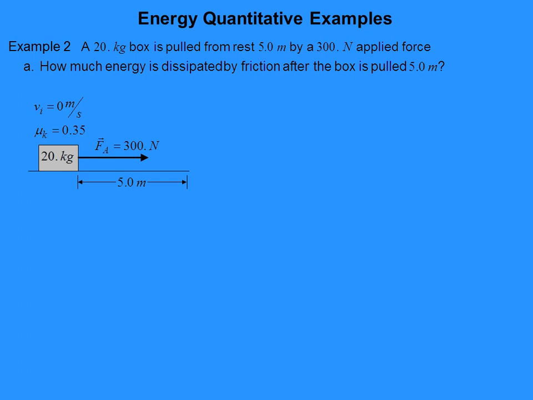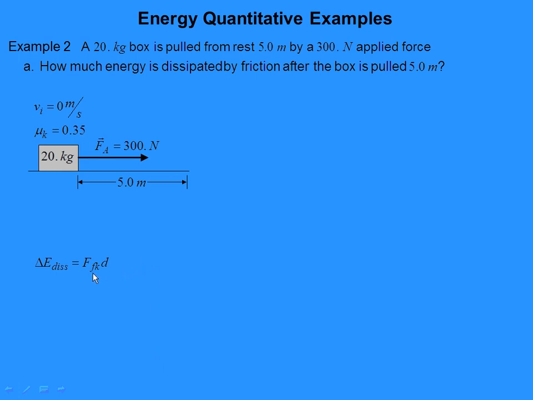So, part A. How much energy is dissipated by friction after the box is pulled 5.0 meters? Well, of course you know that the math model for dissipated energy, and we're talking here about the dissipated energy of surfaces that are rubbing against one another, not air resistance or something like that that's more complex. And so for just surfaces rubbing against one another, the energy dissipated is the force of kinetic friction times the distance. It's the force of kinetic friction, and the d is the distance over which friction acts. Now, of course, we're going to have to first figure out what the force of friction is.